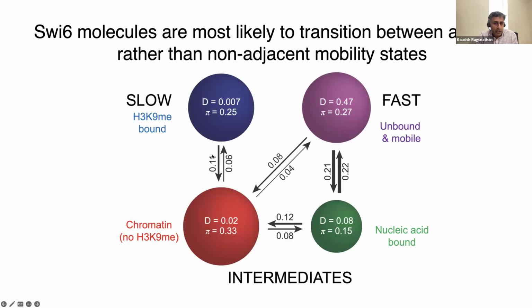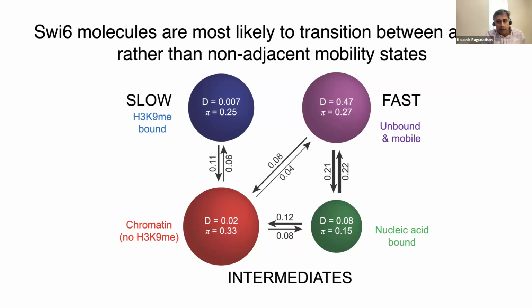So we can also extract transition probabilities between different states. So here we can actually see that molecules in one state can transition to another state with some definitive probability. And all I want you to take away from this plot is that Swi6 molecules are most likely to transition between adjacent mobility states rather than non-adjacent mobility states. And that's best illustrated by the fact that you do not see a lot of cross arrows on the diagonal, but you actually see mostly nearest neighbor transitions.